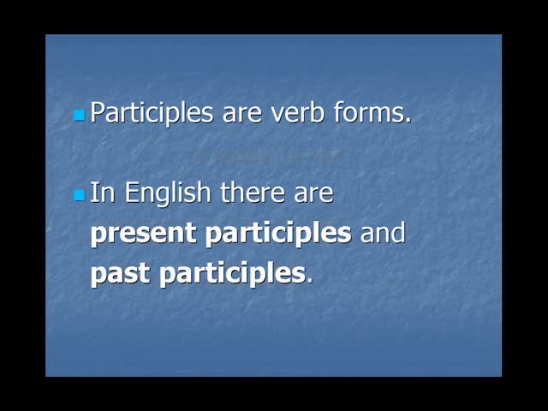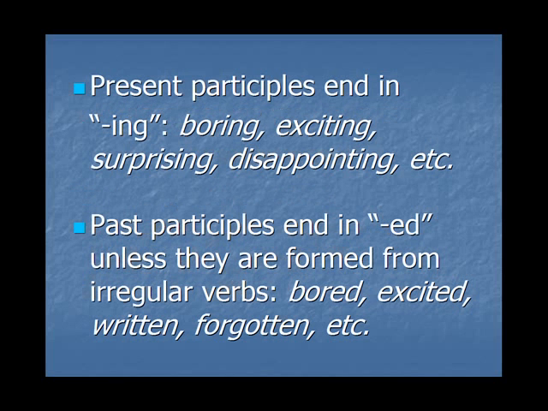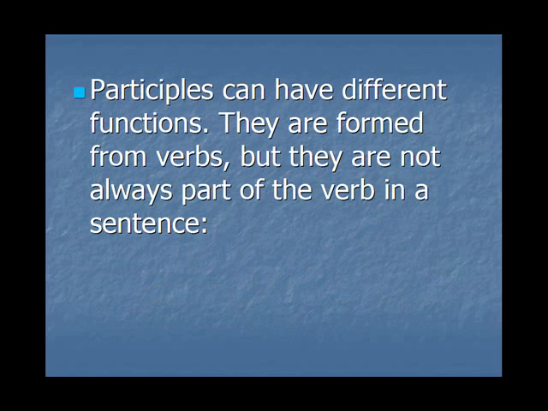Participles are verb forms. In English, there are present participles and past participles. Present participles end in ing, as in boring, exciting, surprising, disappointing, etc. Past participles end in ed unless they are formed from irregular verbs. Examples: bored, excited, written, forgotten, etc. Participles can have different functions. They are formed from verbs, but they are not always part of the verb in a sentence.